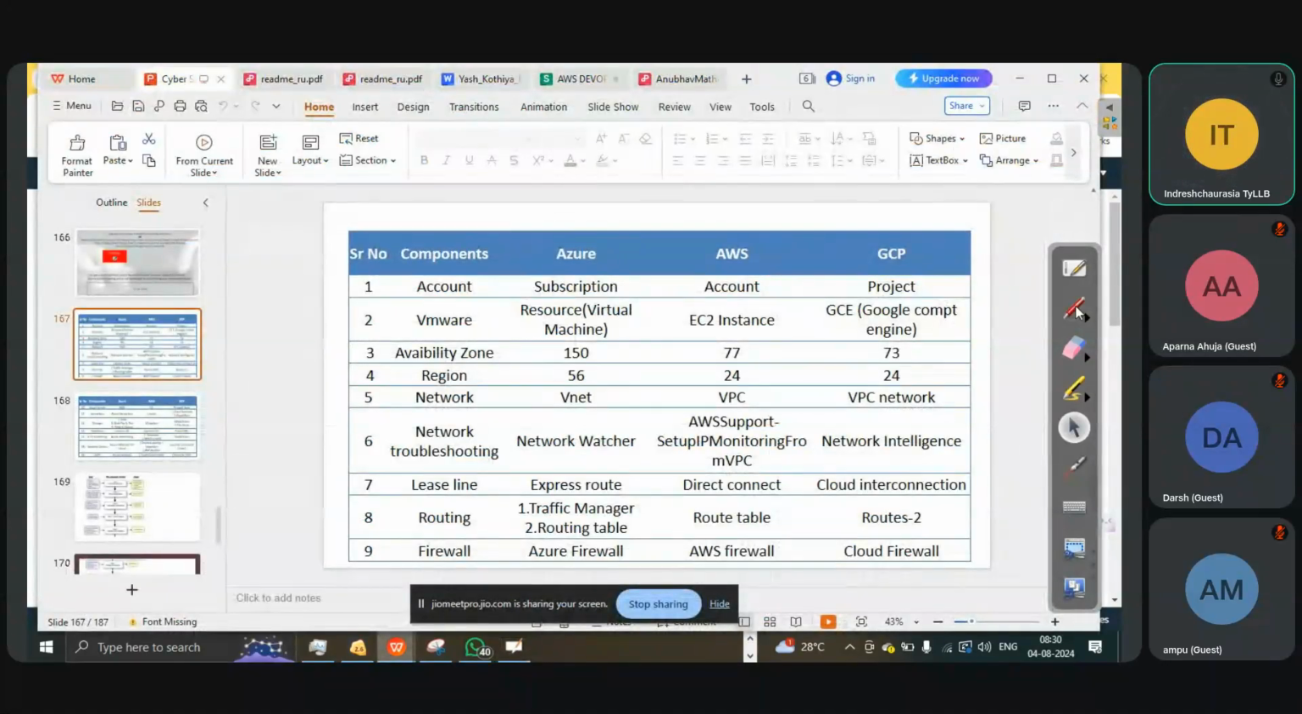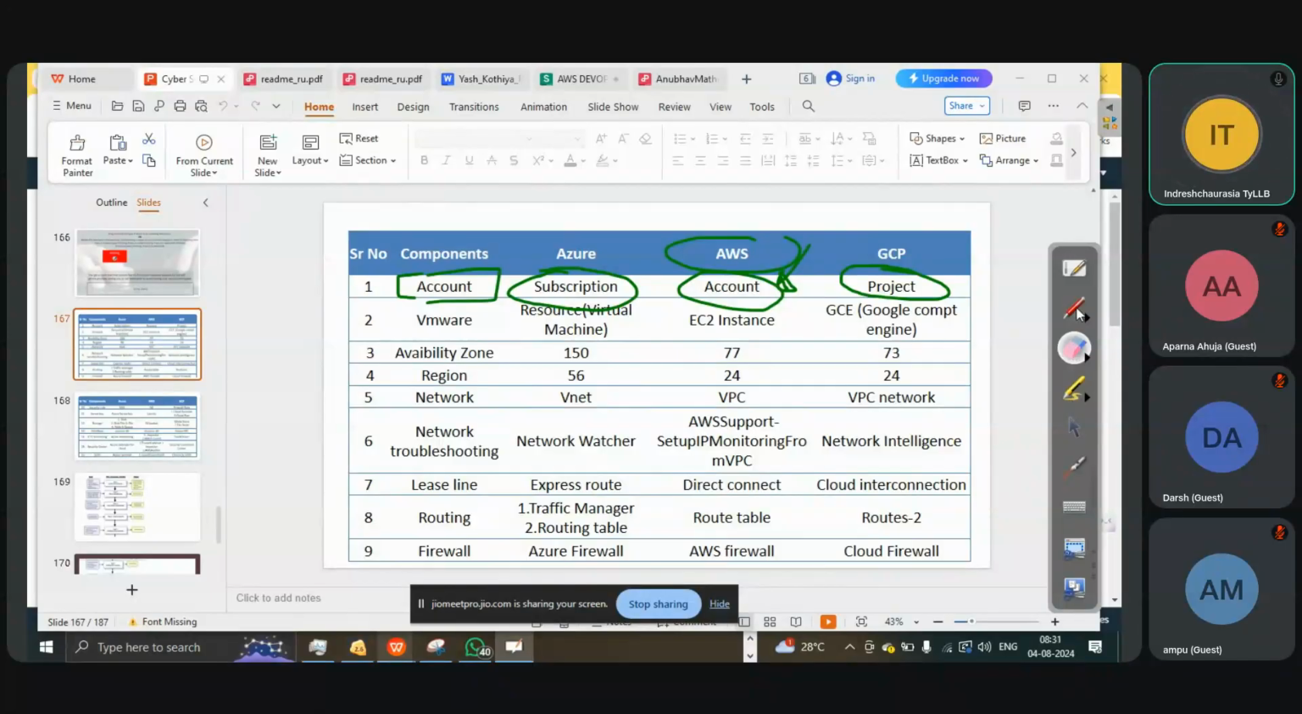Now, I've logged in as a root user. In that particular terms, I'm going to set up the account. In AWS, the account is called an account, but in Azure it is called a subscription, and in GCP it is called a project. The account has all the information: how much billing I have been charged, and who is accessing what kind of services. Everything I can see in this particular account.